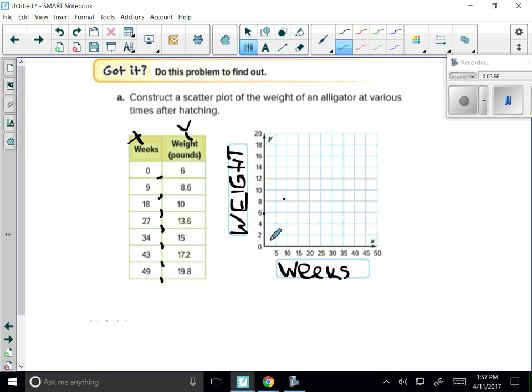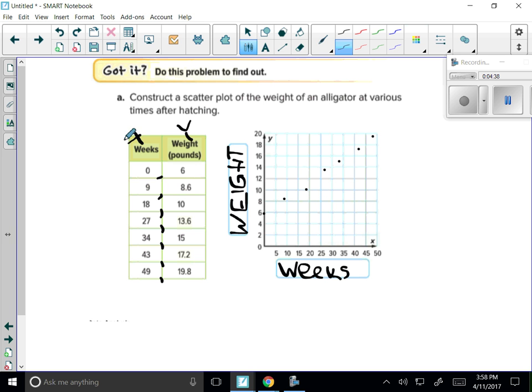After that, I go 18, 10. So I find about where 18 would be, and I go up to 10. Next is 27, comma 13.6. So I go over 27, up to 13.6. Right about there. Oh, that's a little bit off. About there. Next is going to be 34, 15. So I go over 34, up 15. Should be right about in the middle. 43, comma 17.2. Over 43, up 17.2. And then right here, 49, comma 19.8. So I go over 49, up to 19.8.